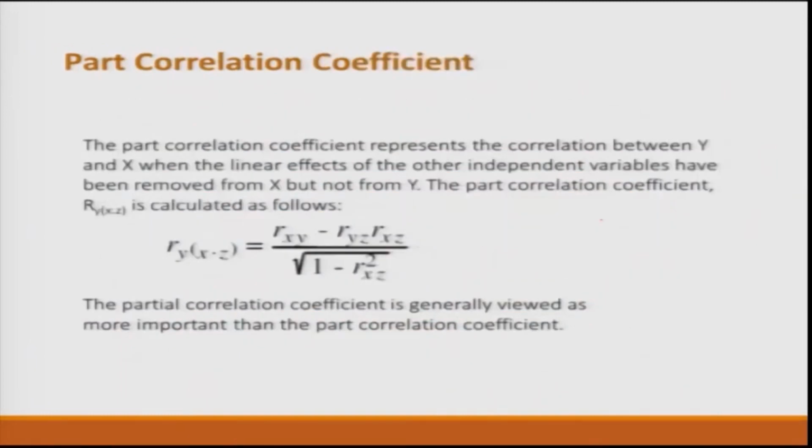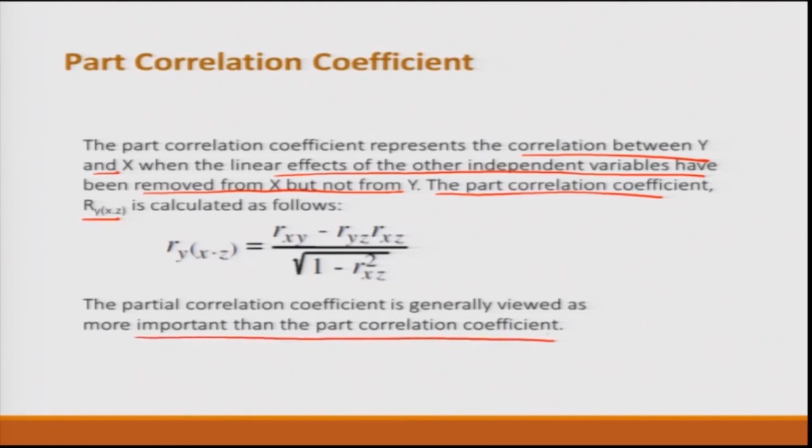Next comes the part correlation. Part correlation coefficient represents the correlation between x and y when the linear effects of other independent variables have been removed from x but not from y. The part correlation coefficient Ry x dot z is calculated as follows. The partial correlation coefficient is generally viewed as more important than the part correlation coefficient. So, part correlation coefficient is a special case of partial correlation coefficient.